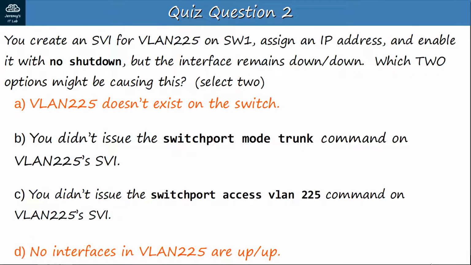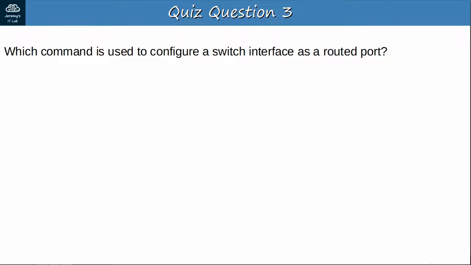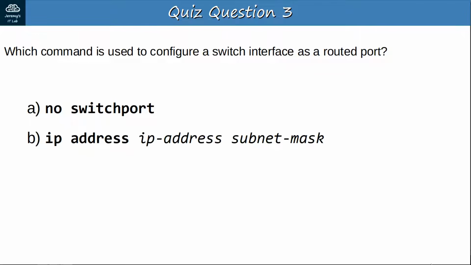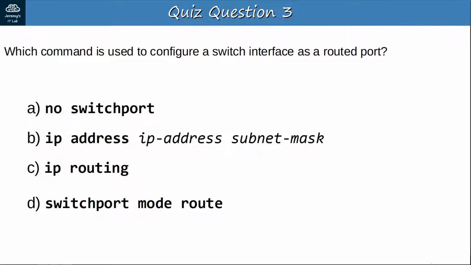Let's go to question 3, which will be the last quiz question before we take a look at a sample question from Boson ExSim for CCNA. Which command is used to configure a switch interface as a routed port? A. No switchport. B. IP address, followed by the IP address and subnet mask. C. IP routing. Or D. Switchport mode route. Pause the video to think about your answer.